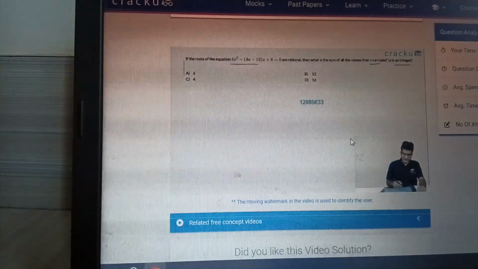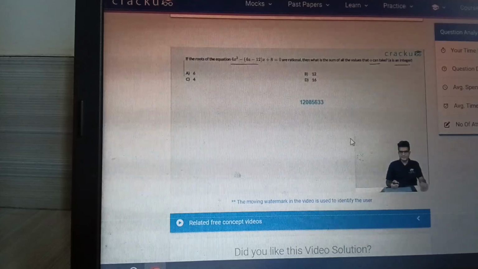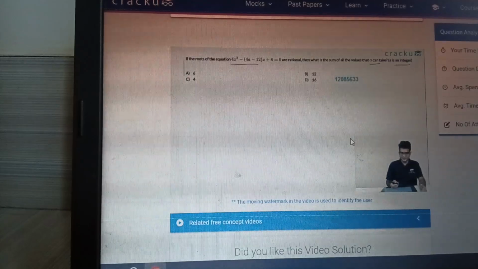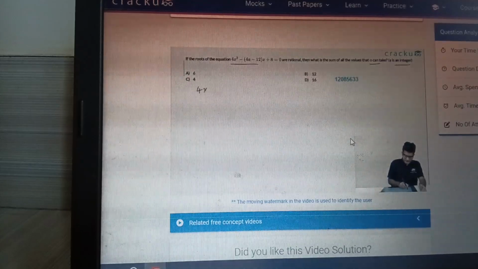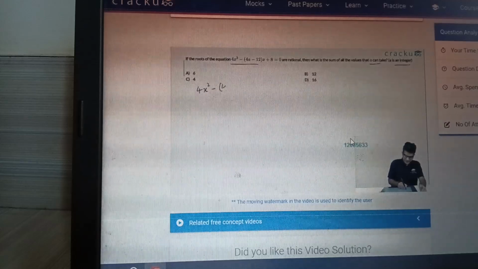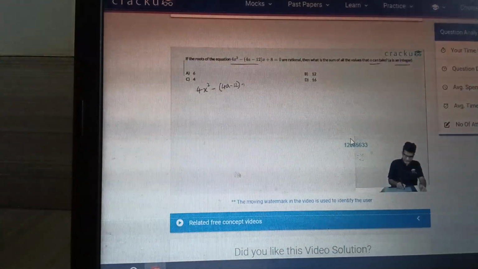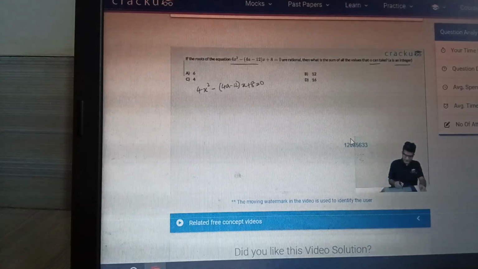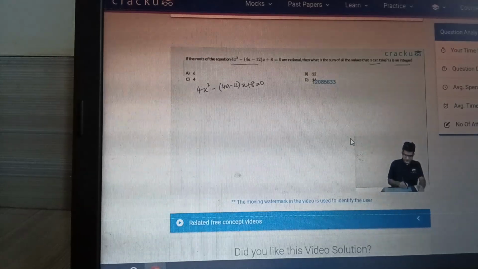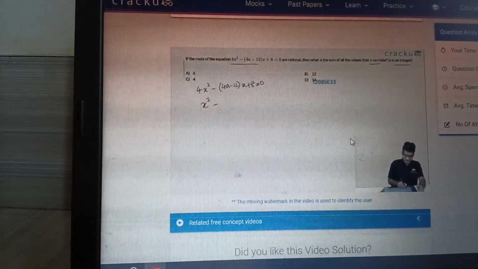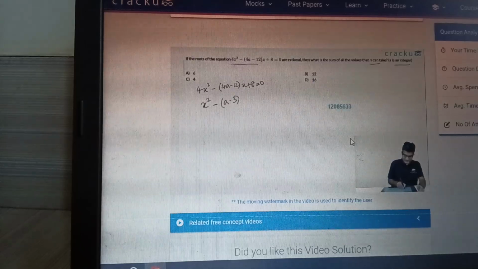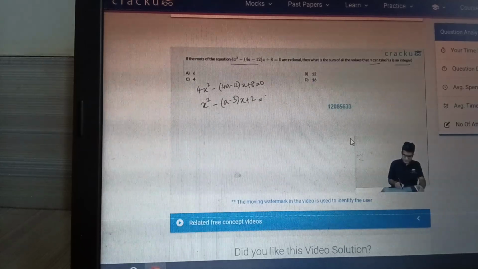If you look at the quadratic equation, all the coefficients are multiples of 4, so let us divide the entire equation by 4. The given equation is 4x² − (4a − 12)x + 8 = 0. If you divide everything by 4, you get the quadratic equation x² − (a − 3)x + 2 = 0.